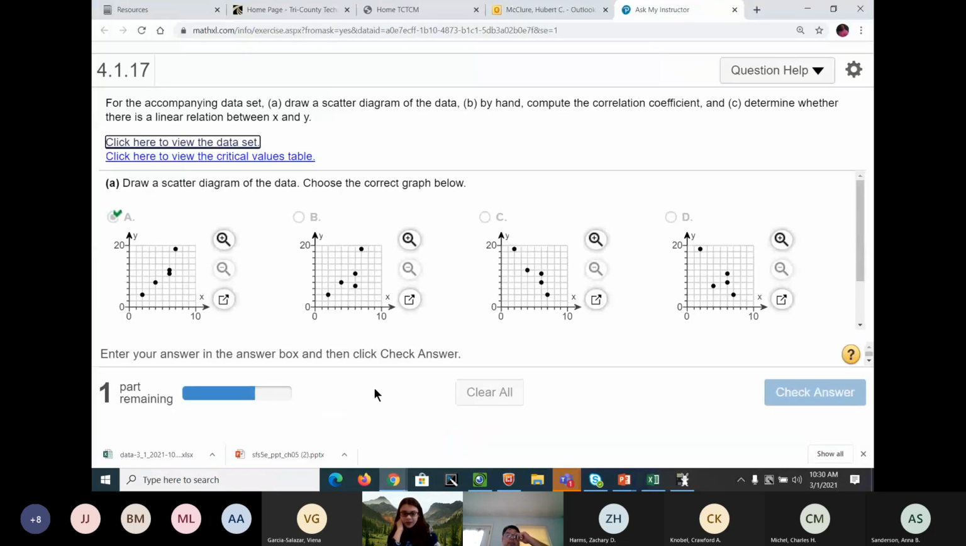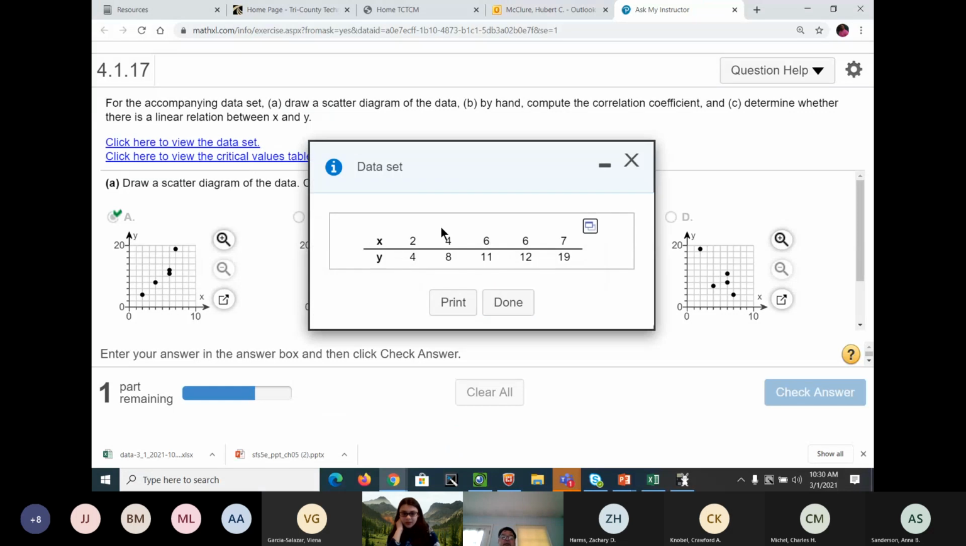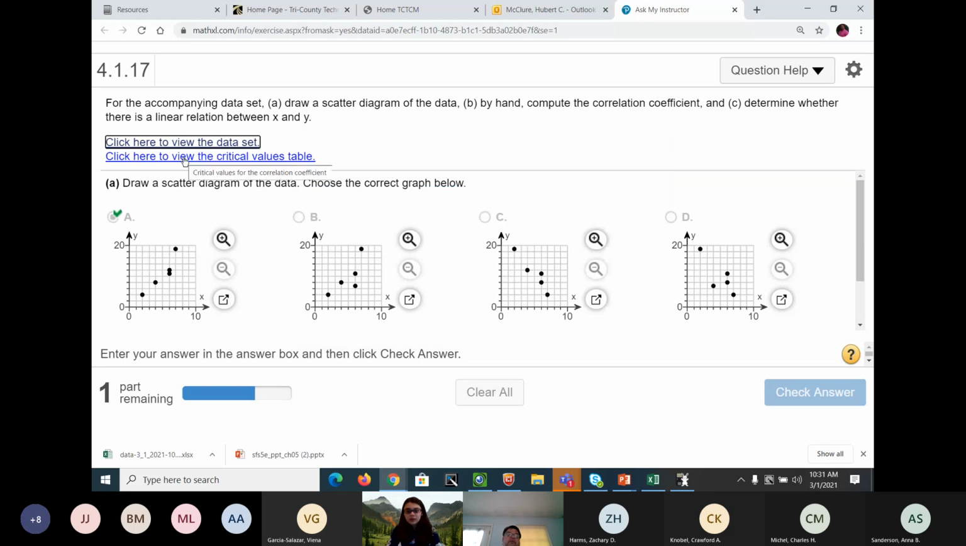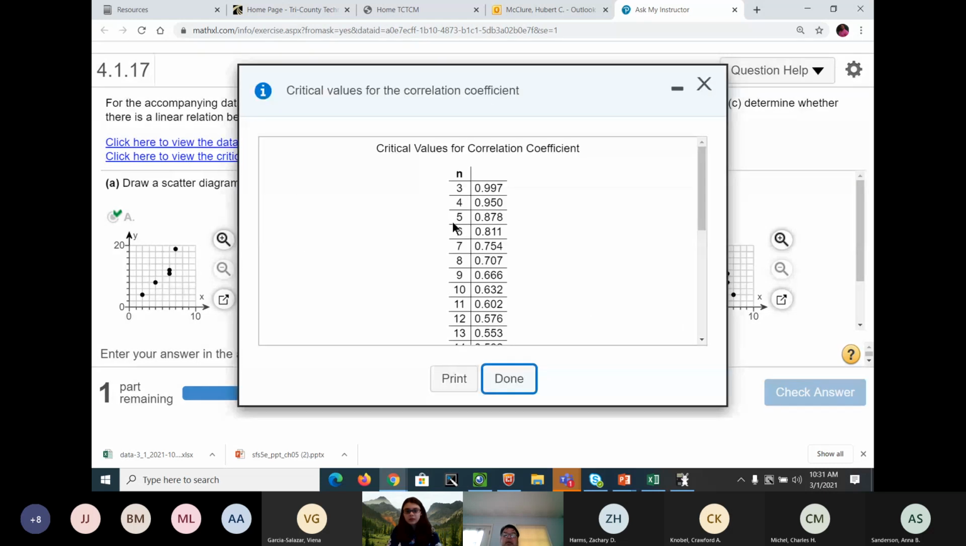How many numbers do we have in our data set? 1, 2, 3, 4, 5. You got 5 points. Everybody understand that? So n is equal to 5. So you go to your critical value table and find n is equal to 5. So you've got to have at least a 0.878 r for this to be valid. Does everybody understand that?